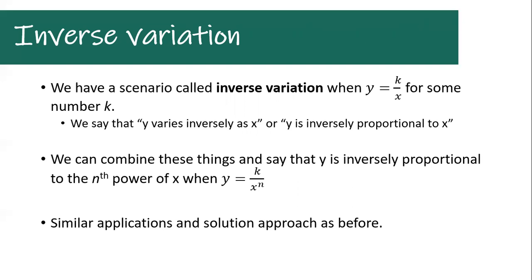Basically, you're going to do everything the same as you did before. You're usually going to have to use a known data point to solve for k. Then you have your statement of proportionality, and then you can plug other values of x in to make other predictions.